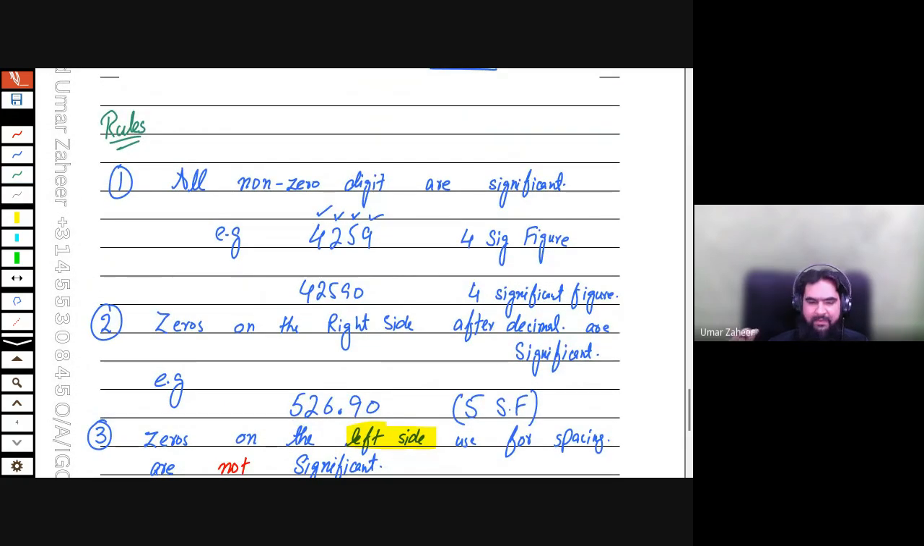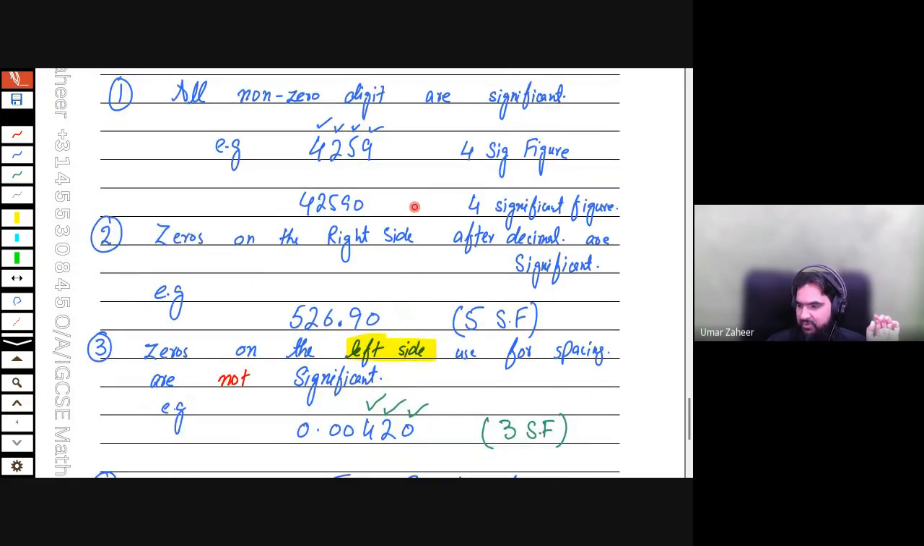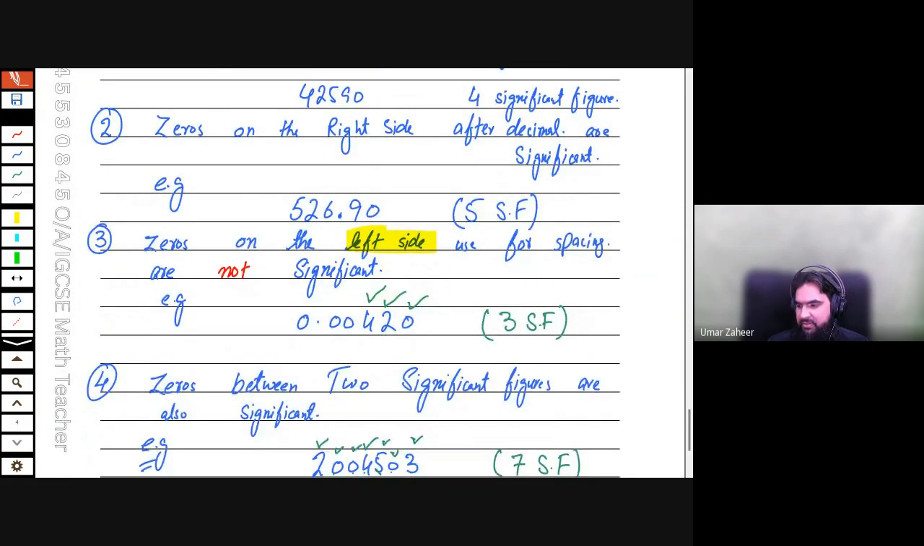The first rule: every non-zero digit is significant. If you have a 1, 2, 3, 4 till 9, any number, that is significant. Now the problem is 0. If the 0 is on the right side after the decimal, it is going to be considered significant. And if it is on the left side, it is going to be considered as not significant. These values are not significant.